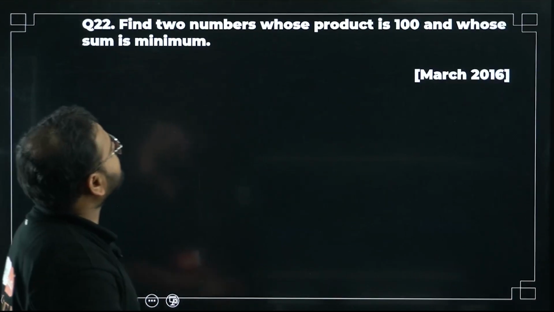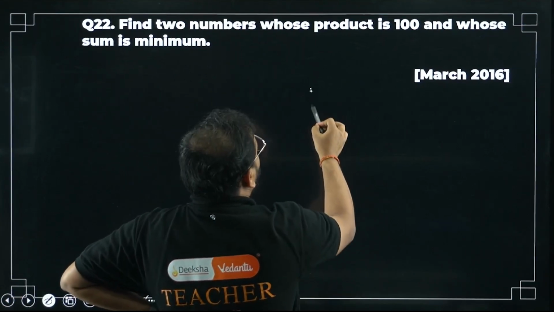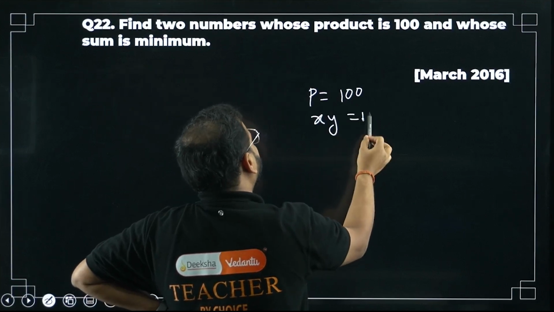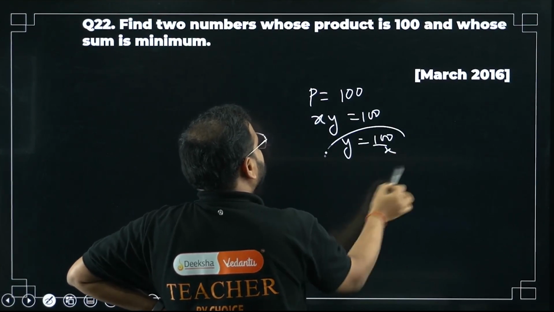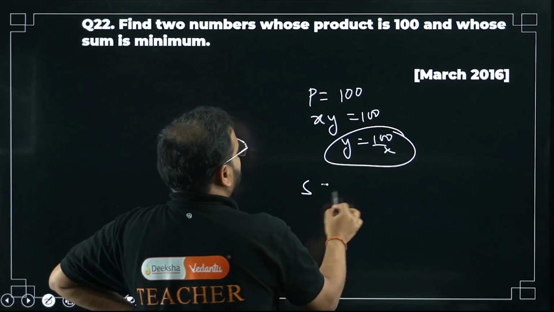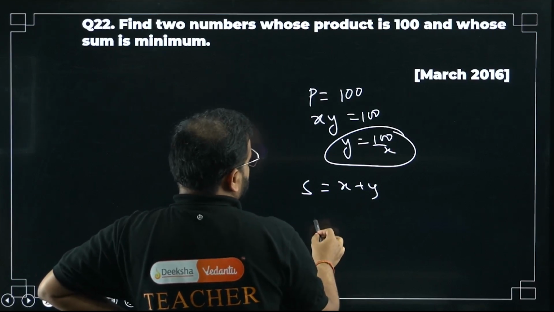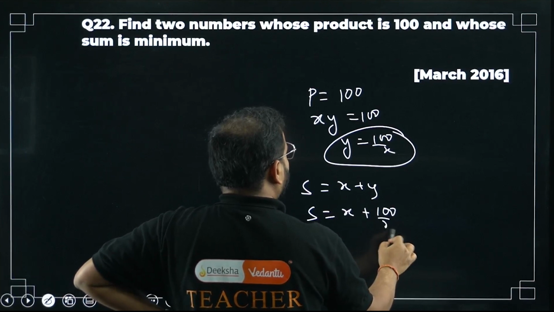22. Find two numbers whose product is 100. Okay, product is 100, sir. Great. Means what? X times y is 100. It means y equals 100 by x. First one is done. Second, whose sum is minimum. Sum is what, bacha? Let's say x plus y. We have to minimize this. So what are you going to write first for this? X plus 100 by x.